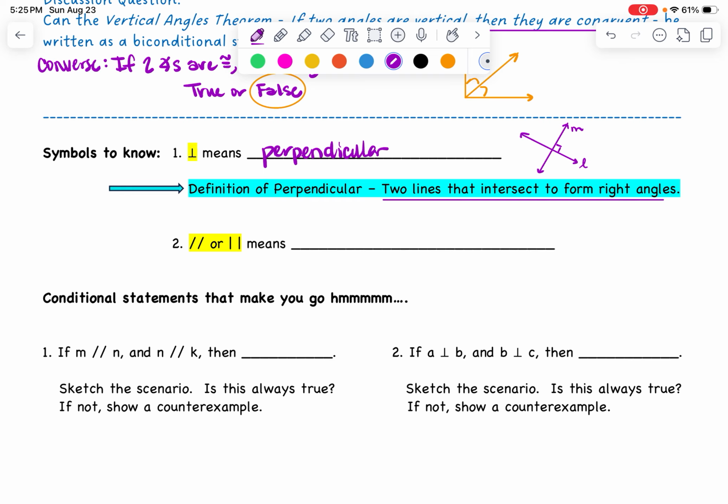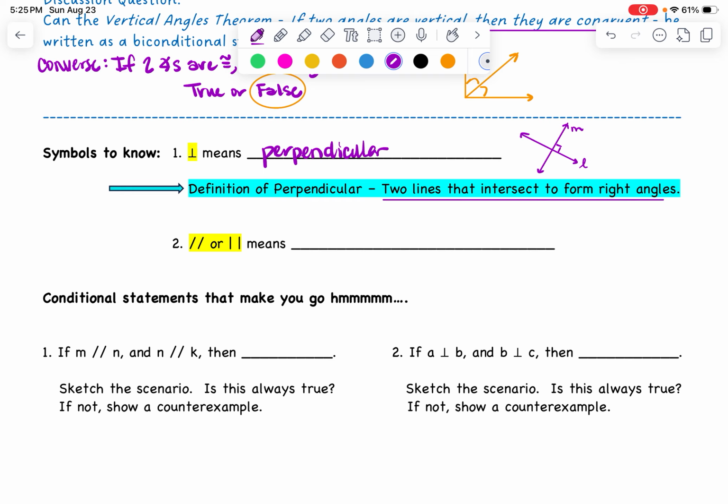What we haven't talked about yet, but we will be getting into a lot in Unit 2, is parallel lines. This is the symbol for parallel. You can just draw two little side-by-side vertical lines, or you can tilt them. That's totally up to you. So this symbol means parallel.